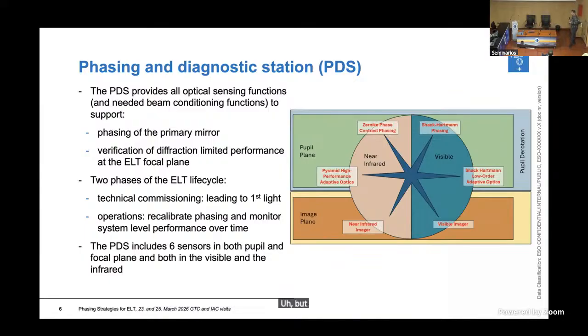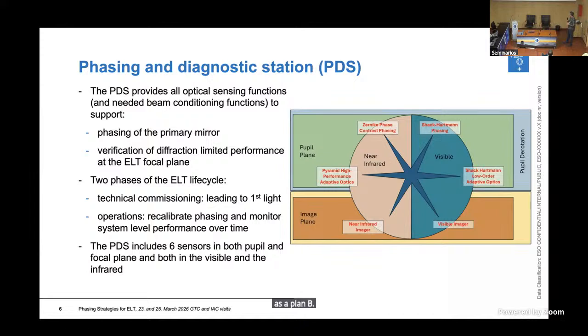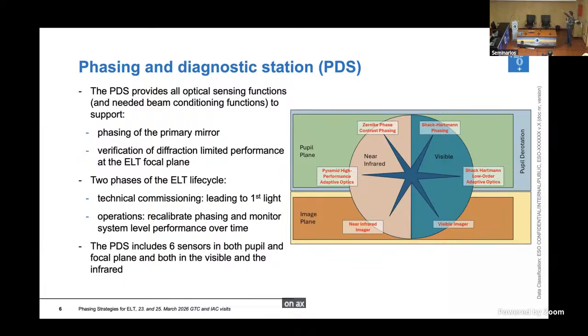But those risks are not present in the cervical phase contrast sensor. This is why we have it as a plan B. We have in the middle row our adaptive optic sensors. This is a pyramid sensor, verifying the high-level performance requirements. And we have a low-order Shack-Hartmann sensor. Essentially, this can be seen as a fourth guide probe on axis. We have an imager plane, so we have a near-infrared imager and a visible imager.